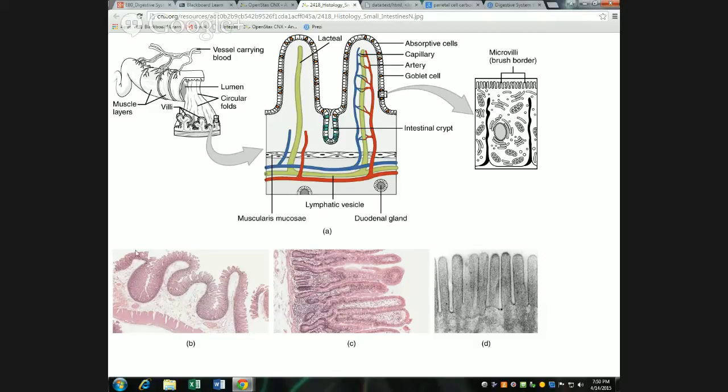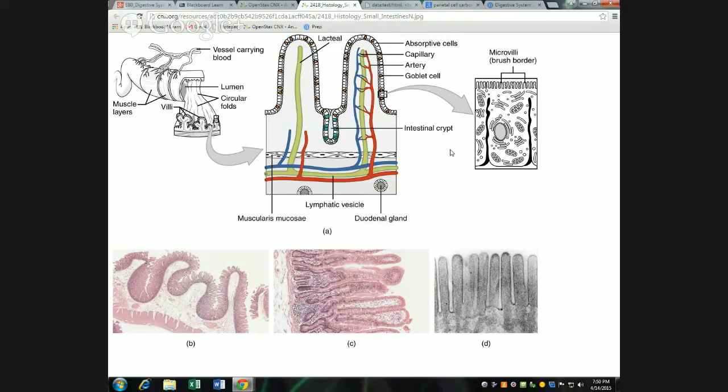So with the circular fold level of magnification here, we can see the villi sort of on top of the circular folds. These little finger-like extensions out of the muscularis here, those are villi. And here we can see them closer up. So maybe this one's a good example. We can see a simple columnar epithelium wrapped around this finger-like extension here. Okay. That's a villus.